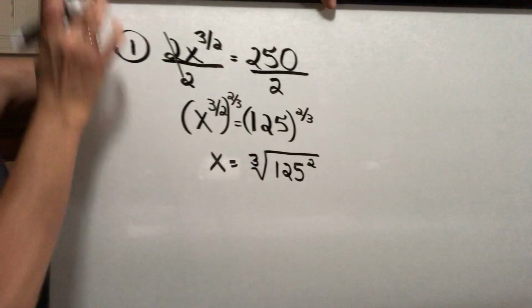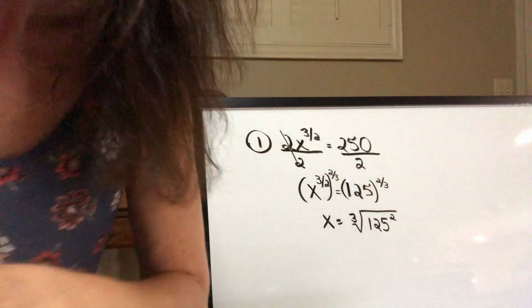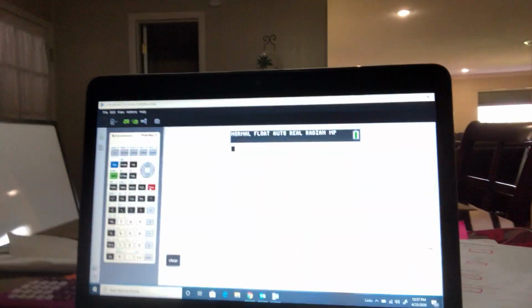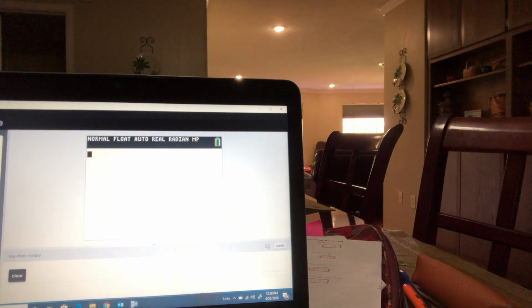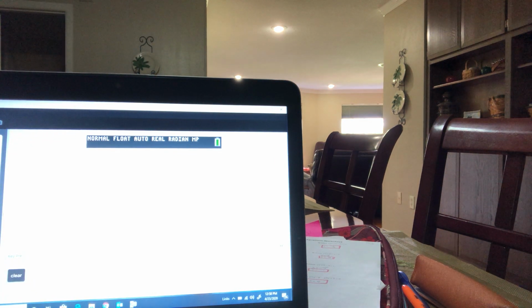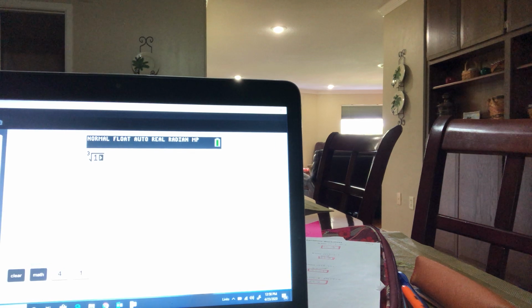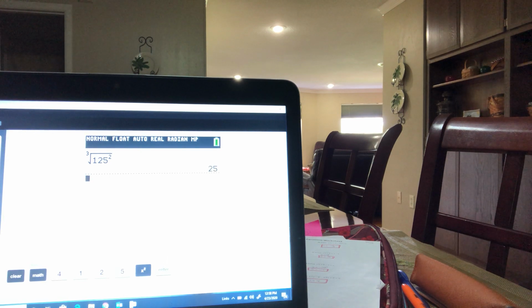So let's go to our calculator and see what happens. All right, so we're going to go to math and choose cube root, number 4, and put 125 squared inside and press enter. So you should get the answer 25.